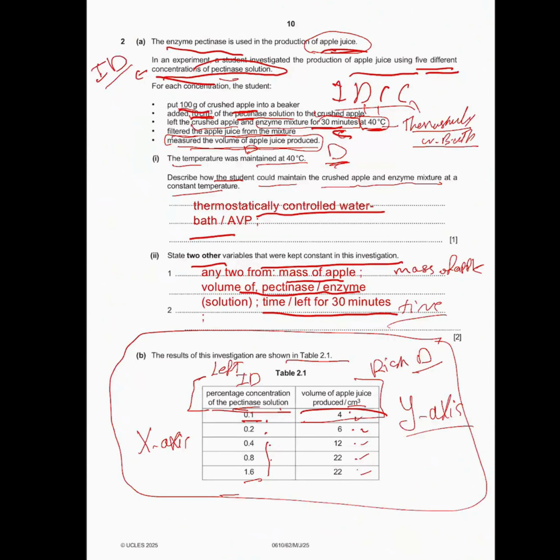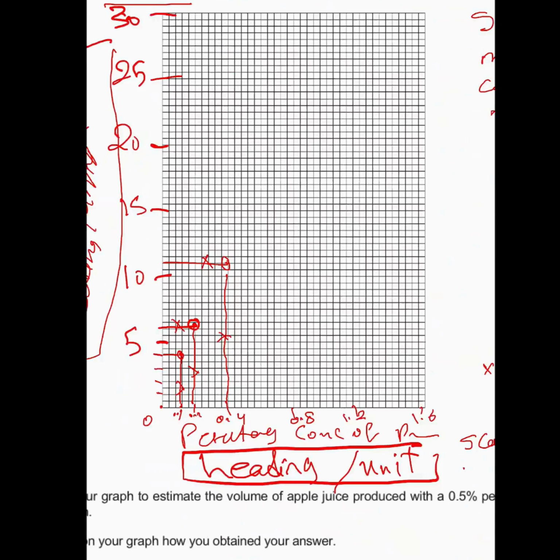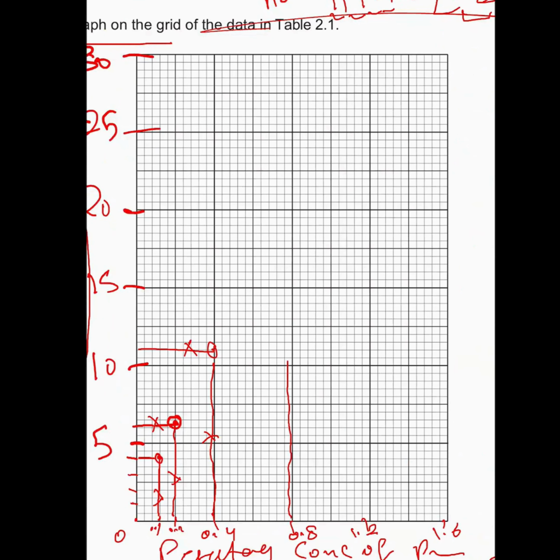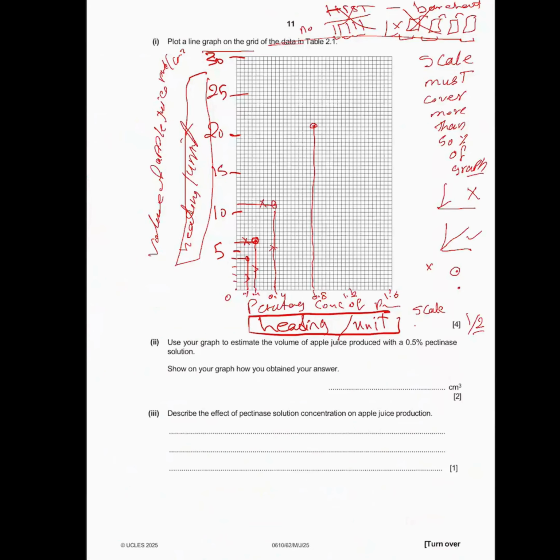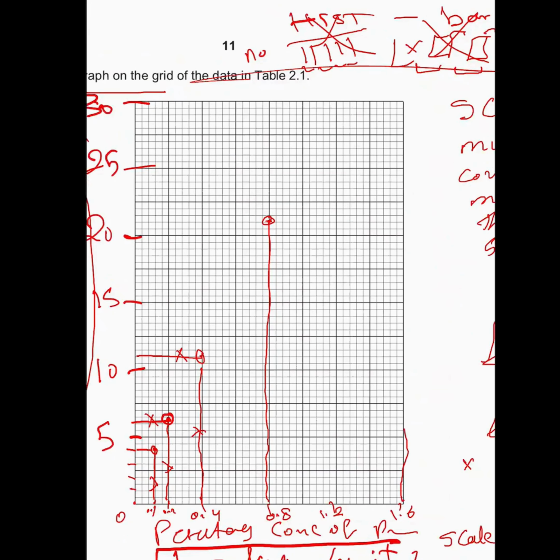0.8 with 22. Let's go for 0.8. Up, up, up, up, up, up, up, up, up, up, up. Here with 22. And I think 1.6 was 22, right? The last point, yes. 1.6 with 22. This one with the same point. Okay. So now I have plotted my marks. I have plotted my degrees. I have plotted my things. Okay. Next, what can we do?